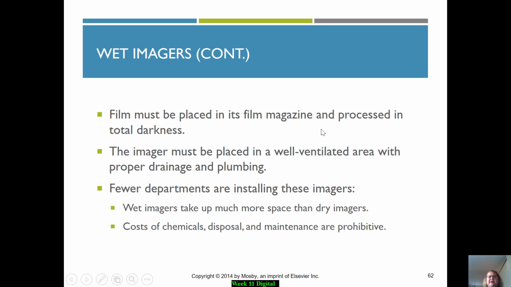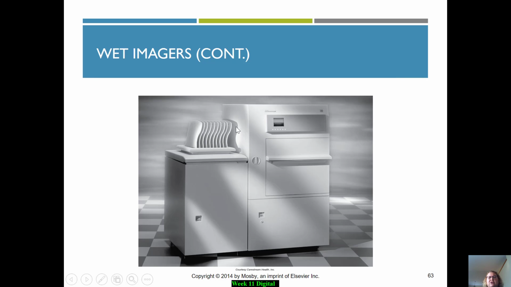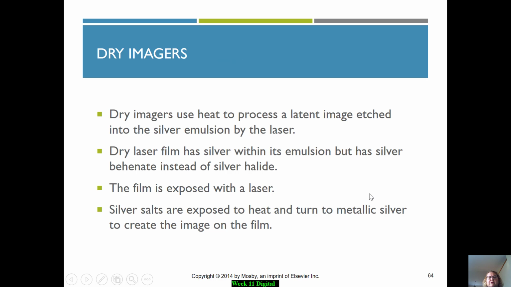Your film needs to be placed in a film magazine if you're using one of these devices, in a pretty well ventilated area because of the chemicals. So it's going to look something like this.